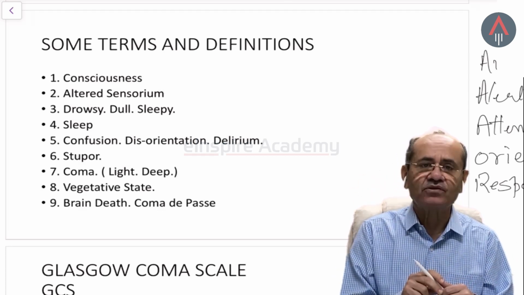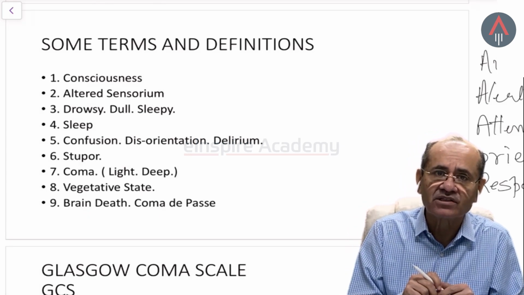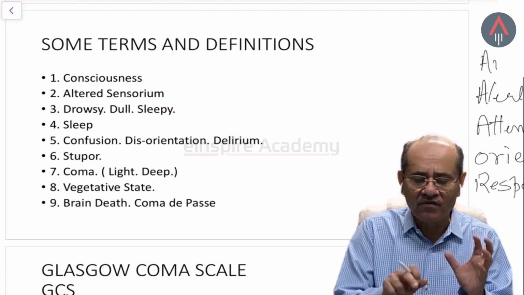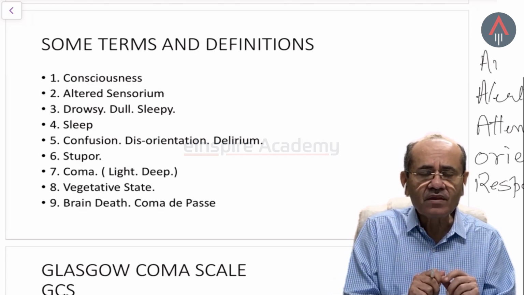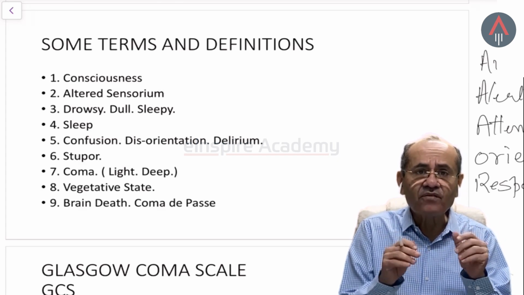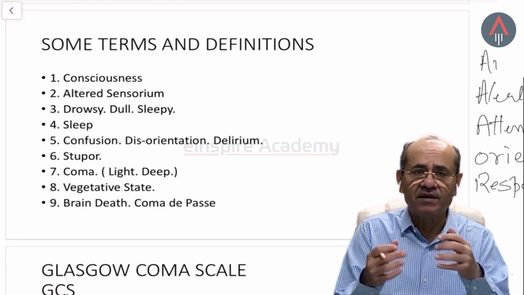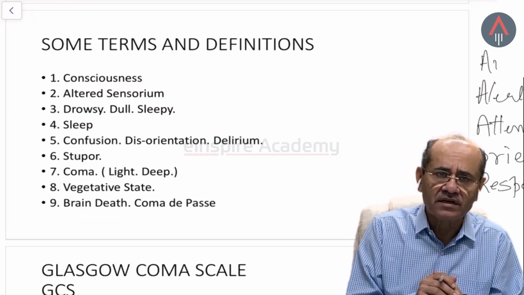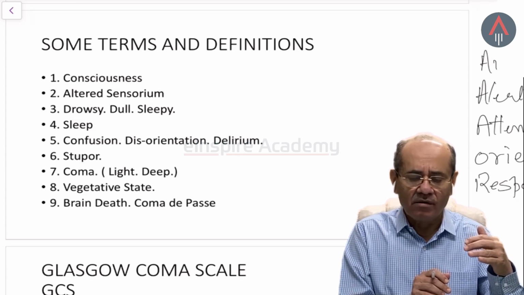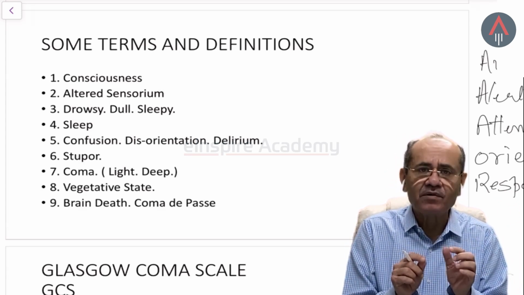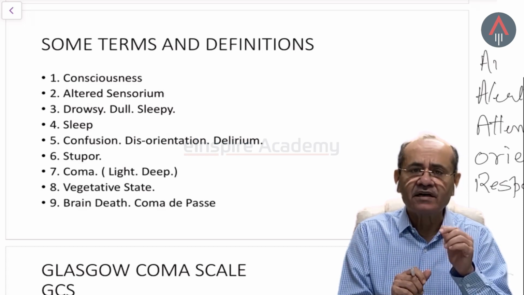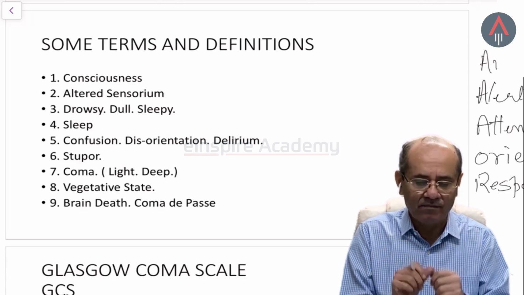Another term is confusion, and its synonyms are disorientation and delirium. These are conditions of abnormal sensorium, and the person is confused. He is not fully oriented for time, place and person. I will talk about examination for orientation in another lecture, not in today's lecture, but I am keeping this term here because it is part of altered sensorium. And another technical term for this is delirium.